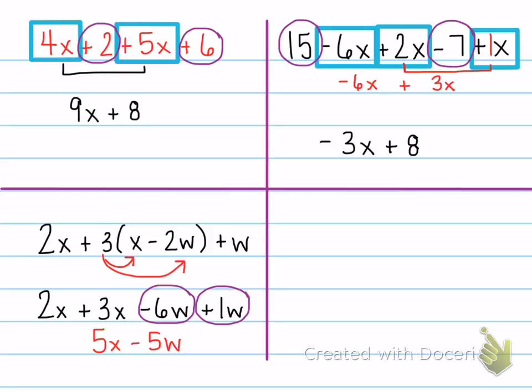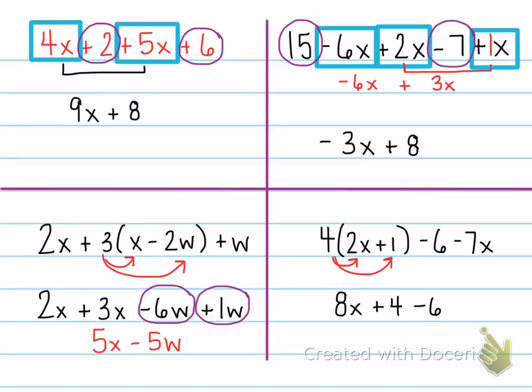All right, try this next one on your own. See how you do. We have 4 times 2x plus 1 minus 6 minus 7x. Try it out. All right, let's see how we did. We're going to distribute first because that's in the problem. I'm going to take 4 times 2x, positive 4 times positive 2x, which gives us 8x, and positive 4 times positive 1, which is positive 4. The other two numbers then, they are minus 6 minus 7x. They are not in the parentheses, so they do not get distributed to.